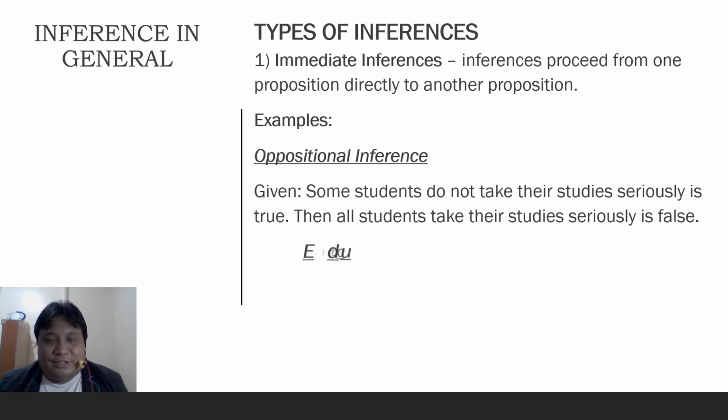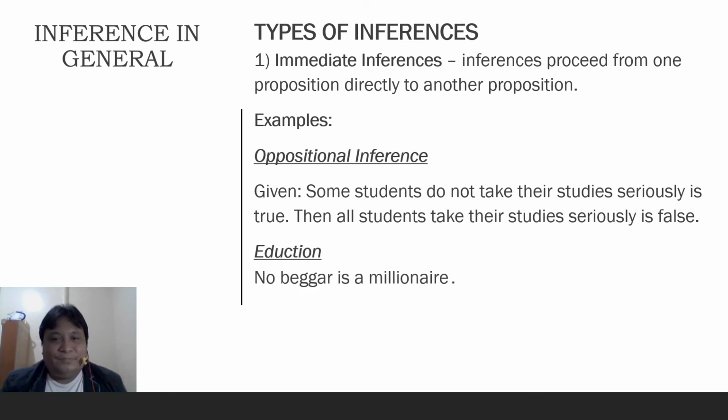The other one is through conversion. So, just an example, no beggar is a millionaire. Conversely, you can also say that no millionaire is a beggar. Okay, let's proceed now.